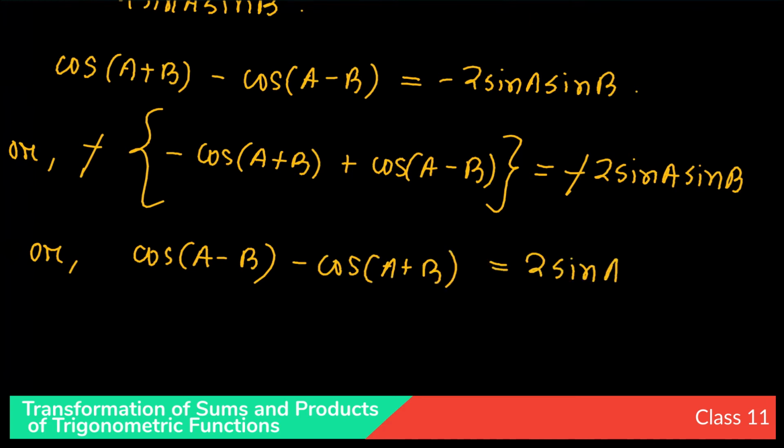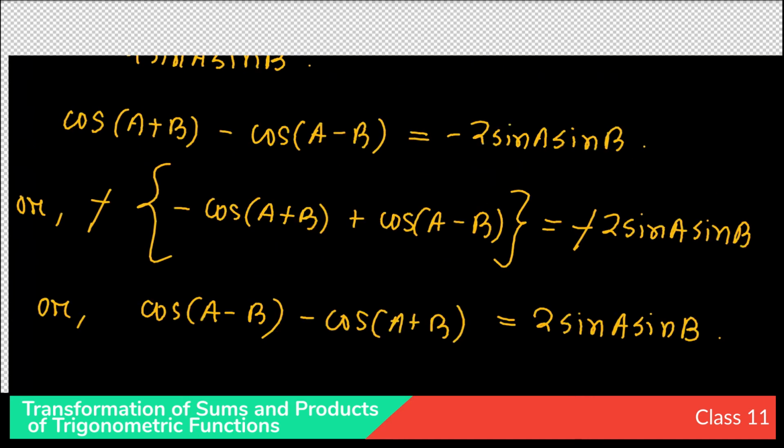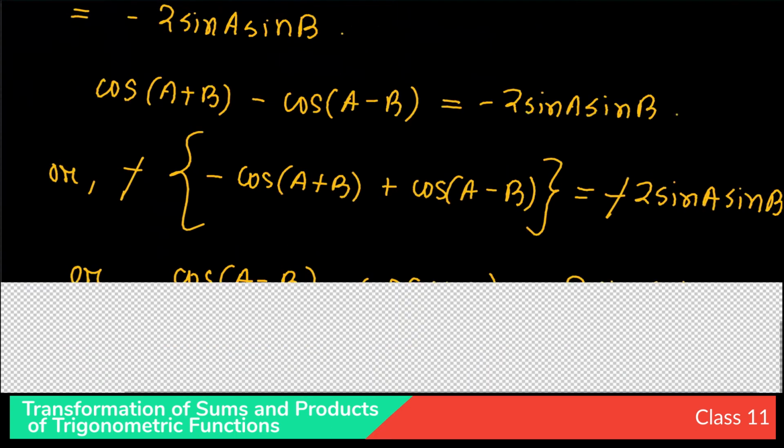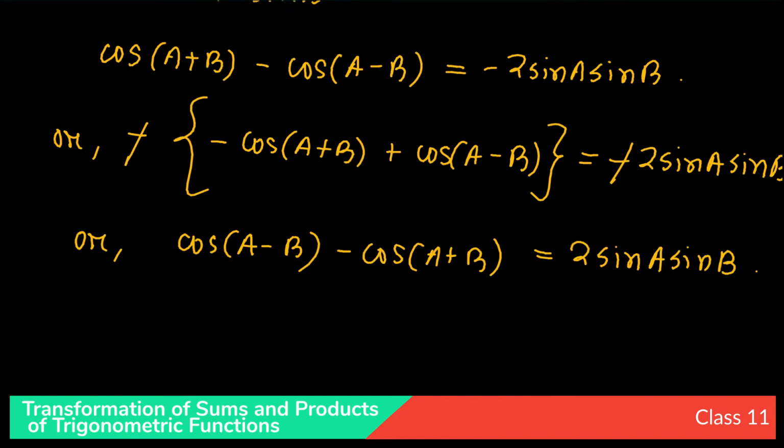So we can write this formula in two ways. That means cos of A plus B minus cos of A minus B is equal to minus 2 sin A sin B. And if we want to write cos of A minus B first, so we will get cos A minus B minus cos of A plus B is equal to 2 sin A sin B.